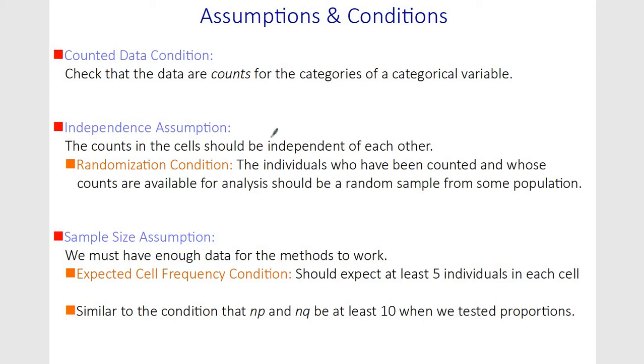Independence assumption, everything should be independent and random, all that good stuff. Sample size assumption, we have to have enough data for it to work. So in the expected cell frequency condition, you should expect at least 5 individuals in each cell. So for the expected counts, we need at least 5 people in each cell. It's similar to that condition that it must be at least 10. We just want to make sure we have enough to get information.